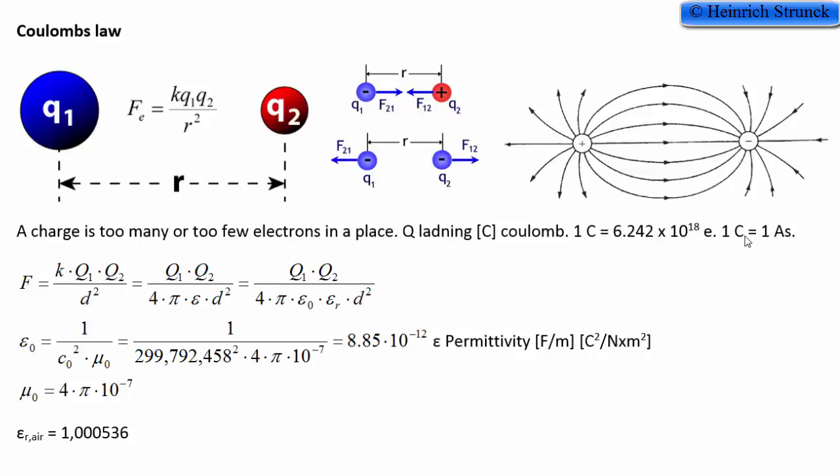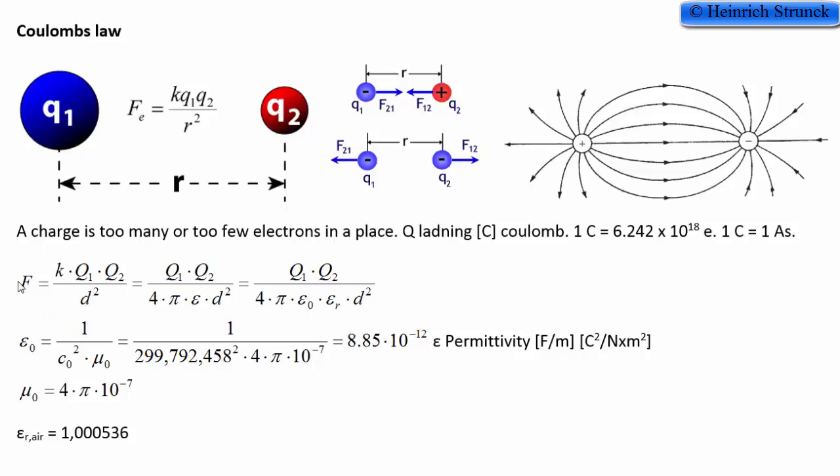And 1 coulomb is also 1 amp times seconds. So 1 coulomb is the same as 1 amp second. It means that if we have a wire conducting a current of 1 amp, for every single second there will pass 6.242 times 10 to the power of 18 electrons in the wire.